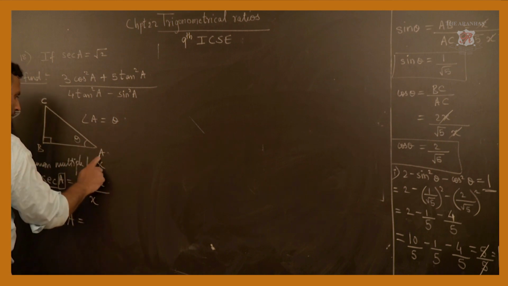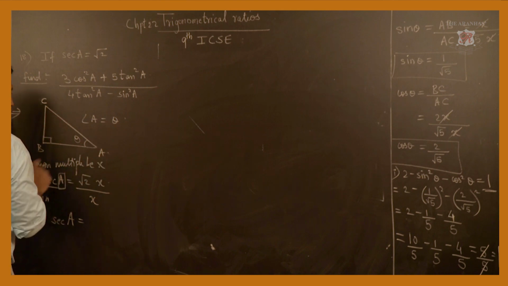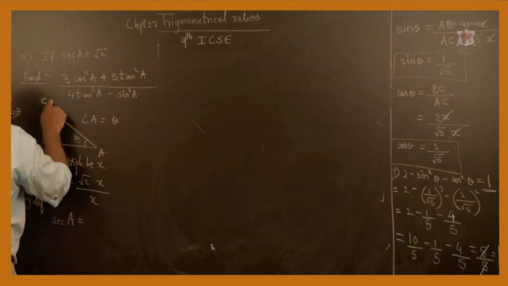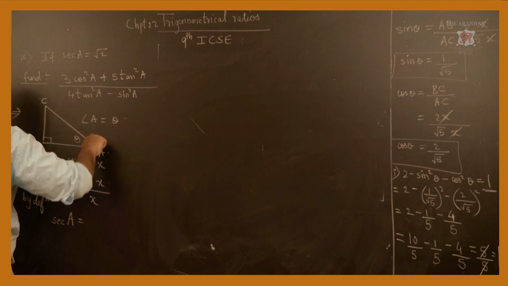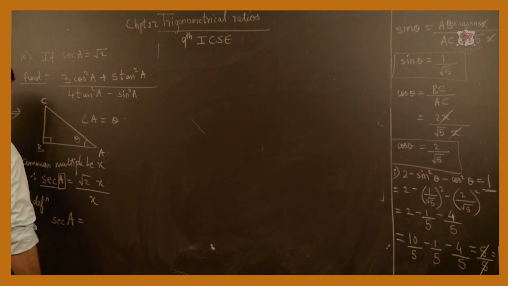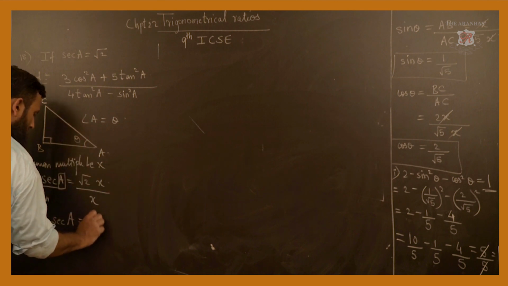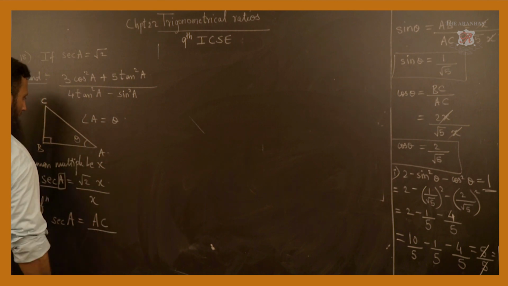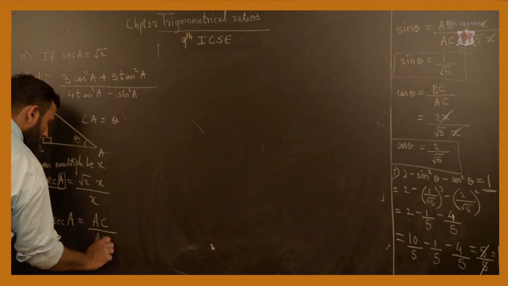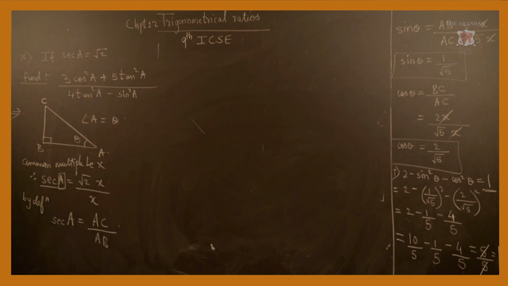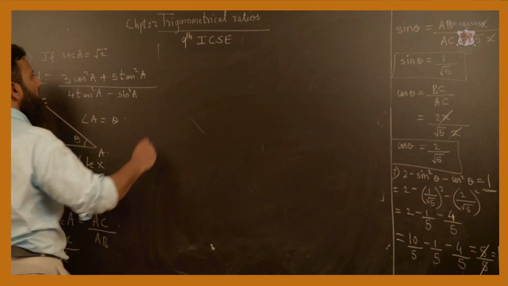Now, sec of A, you are aware of the definition, it is the ratio of hypotenuse to the base. Hypotenuse is AC and base is AB. Okay. So, we come to know from this AC upon AB is root 2 times x and AB is x.